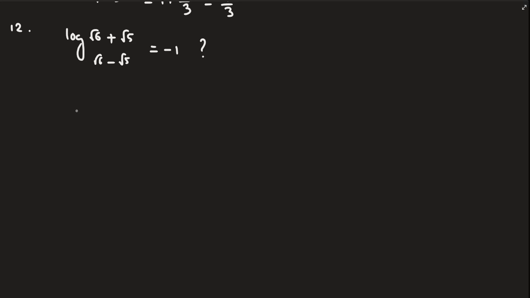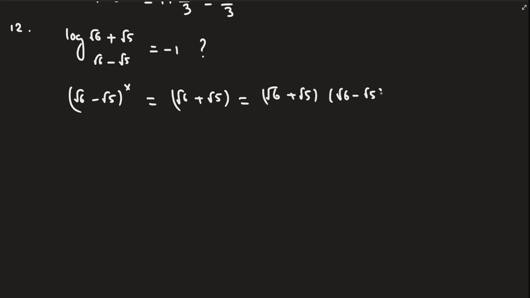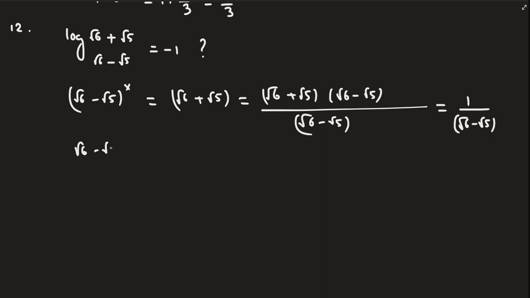Okay, now how? We take root 6 minus root 5, and some power of it gives root 6 plus root 5. So now we simplify this one, we do the numerator rationalization. We have root 6 plus root 5 multiplied by root 6 minus root 5, divided by root 6 minus root 5. Which is the same as 1 by root 6 minus root 5. Root 6 minus root 5 to the power x is the same as root 6 minus root 5 to the power minus 1. Therefore x is equal to minus 1.